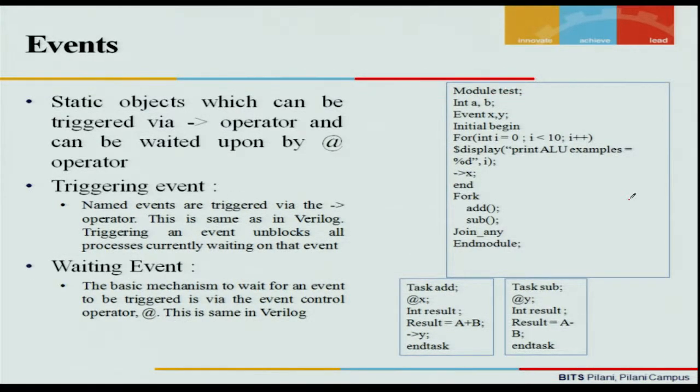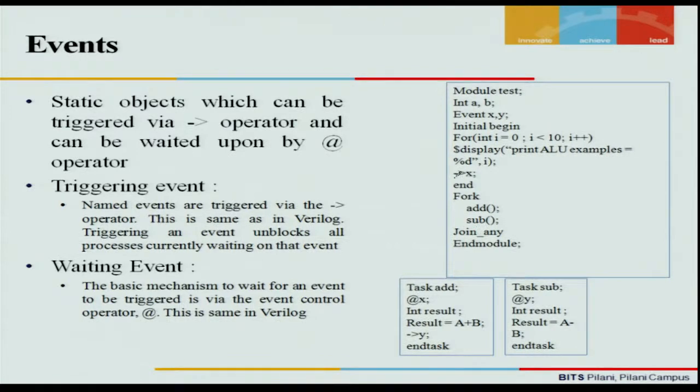So a triggering event can be any named event, which is triggered via the dash and greater-than symbol operator, the same as in Verilog. Triggering an event unblocks all processes currently waiting for that event. So suppose in the module test, events x and y are two variables, and you just wait for x. Now in a fork, add and sub, join any, you are calling two tasks, add and subtract. In add, you are waiting for x, at x.